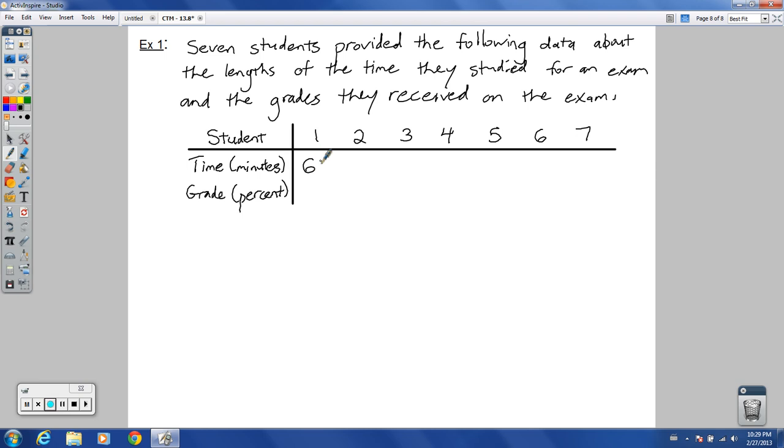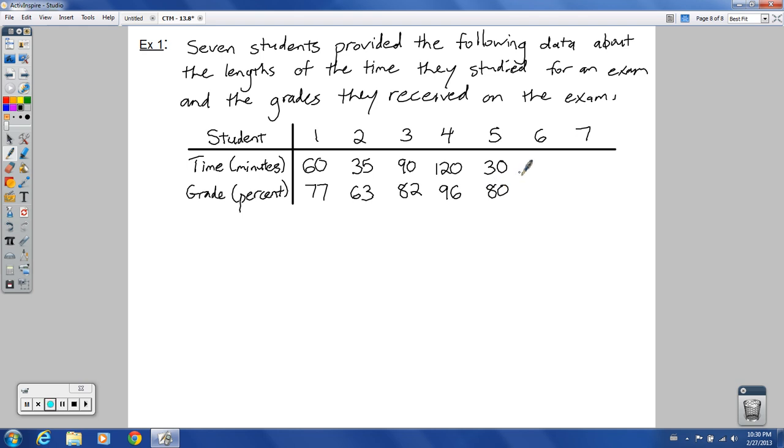Let's say student 1 was 60 minutes and they got a 77% on the test. Student 2, they said 35 minutes. We're rounding these to the nearest 5 minutes here with the times. The grade was a 63%. Student 3, 90 minutes, so an hour and a half, and 82%. Nice job, student number 3. Student 4, 120 minutes, that's 2 hours, but it paid off, 96%. And excellent work, student number 4.